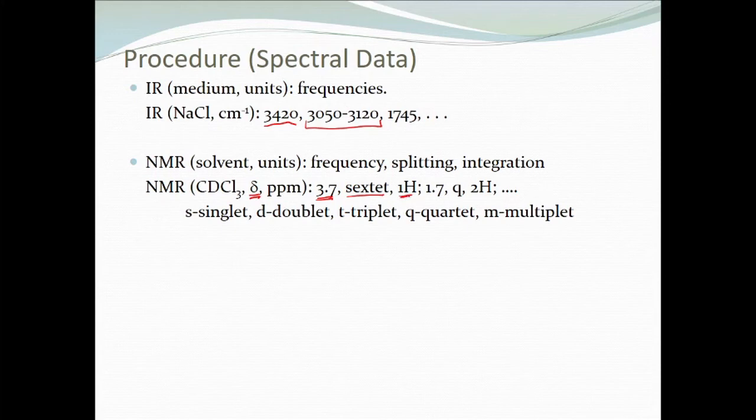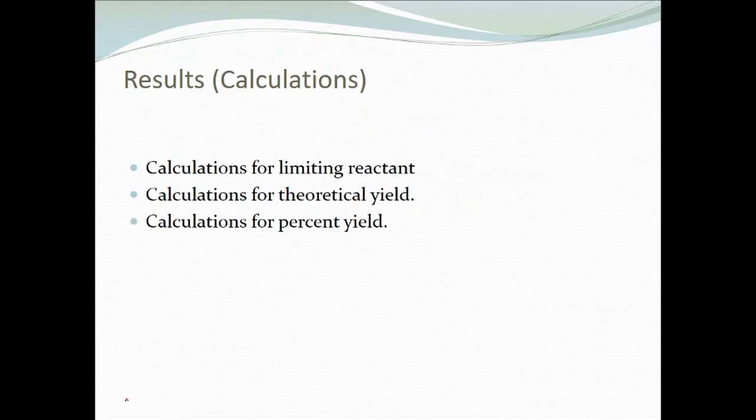So semicolon, and then the next peak was at 1.7 ppm. It was a quartet, and integration was 2 hydrogens. And you can use the abbreviations S, D, T, Q, M for singlet, doublet, triplet, quartet, and multiplet. But anything greater than a quartet, we spell it out. Obviously, for sextet, you can't use an S since it's already taken. But we spell those out. Calculations, limiting reactant, theoretical yield, percent yield. Should be fairly straightforward.